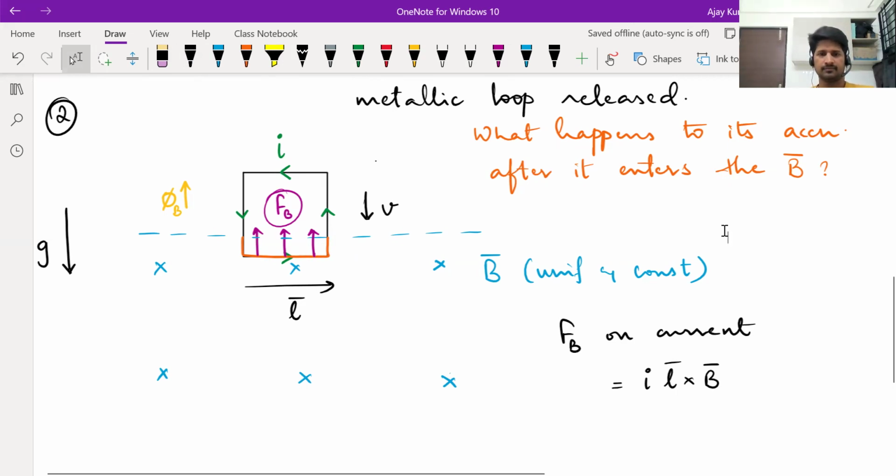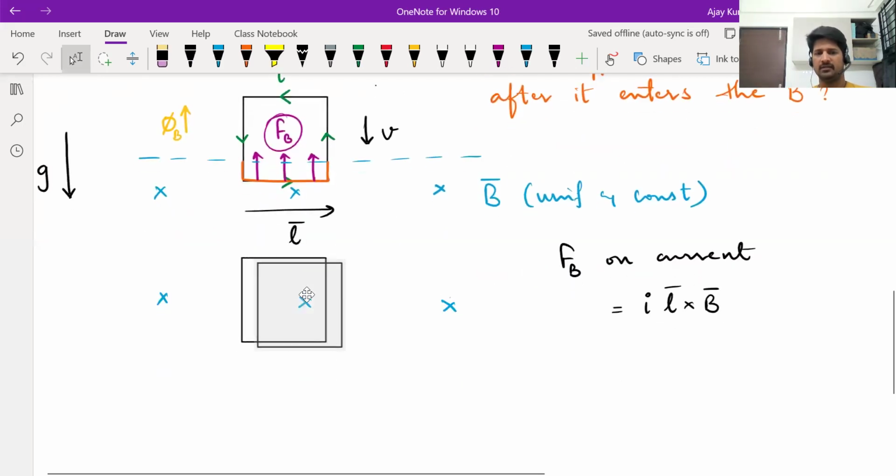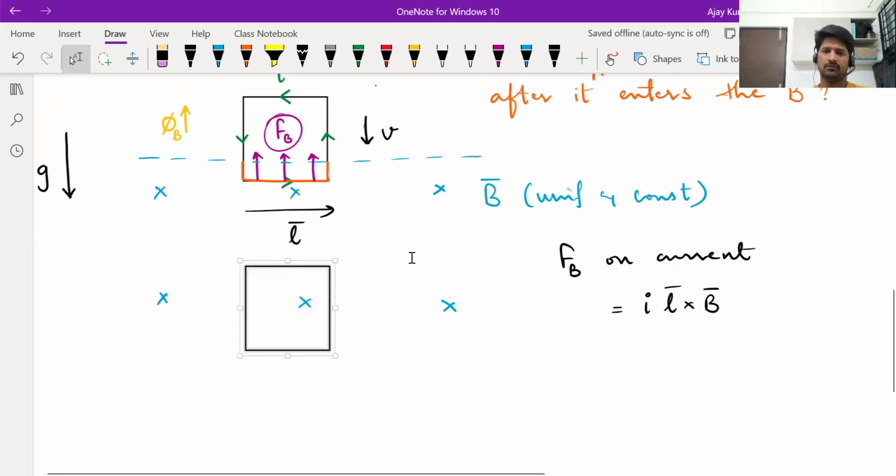Oh, okay, sir. Understood. So, sir, I have a doubt. What is it? When the whole metallic loop is inside the magnetic field, will the acceleration be equal to g, less, or more than g? Try to answer this, all of you. Once it is completely inside the magnetic field, how will it fall? Will it fall with an acceleration equal to g, less than g, or greater than g?